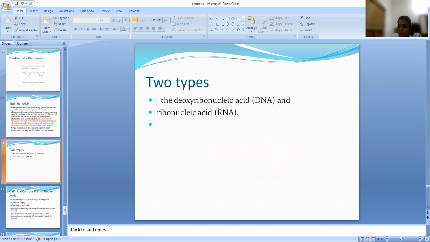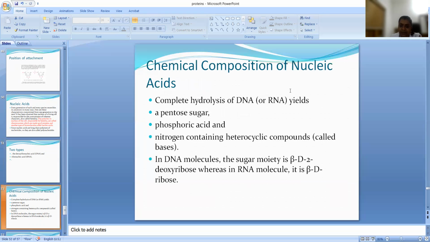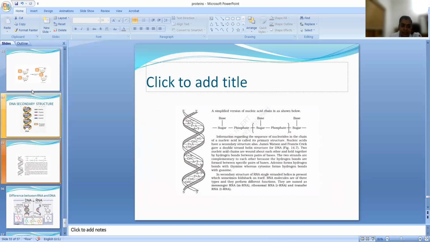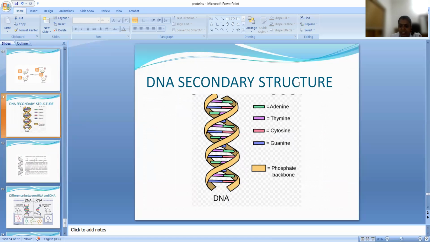What is nucleic acid? We already learned it is a polymer of nucleotides. There are two types, deoxyribonucleic acid and ribonucleic acid. We already discussed the changes in the sugar there. Now let us see the secondary structure of RNA and DNA. In the secondary structure, the different strands will coil.